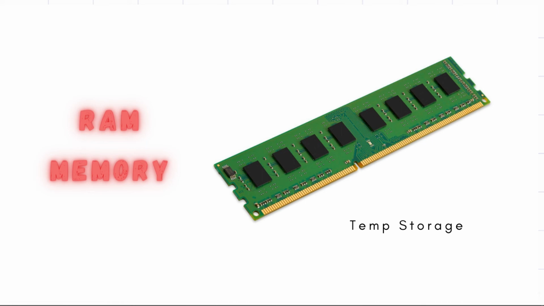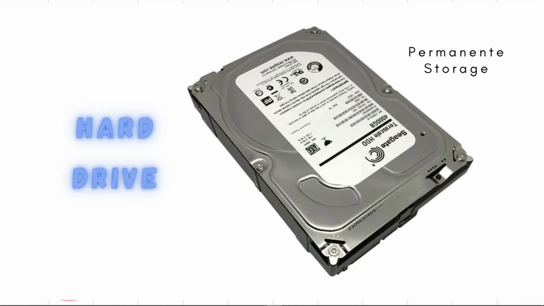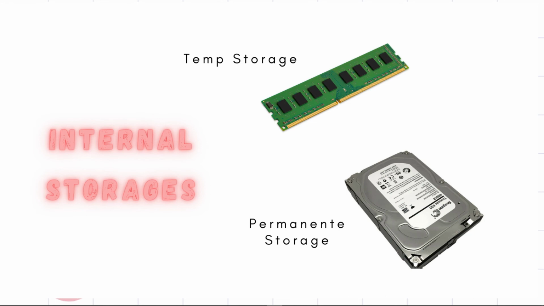Again, two types of storage inside of the machine: temporary storage and permanent storage. Your permanent storage is the hard drive, the local disk. Your local disk is inside of the machine. And then in terms of storage itself, you have internal and you have external.